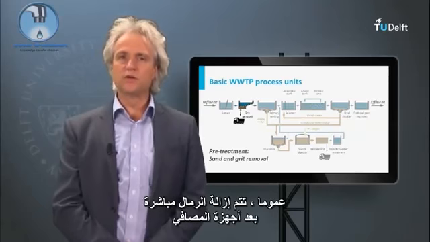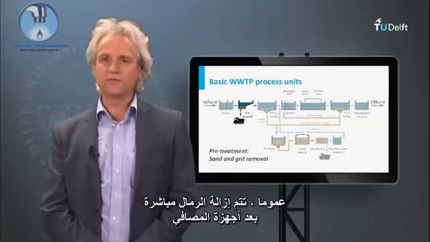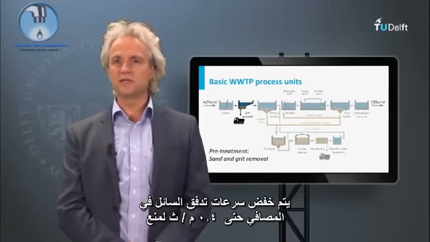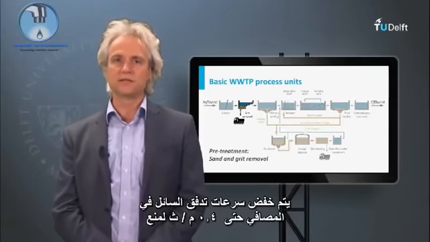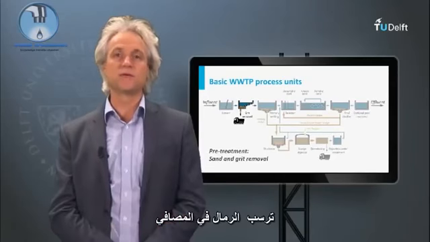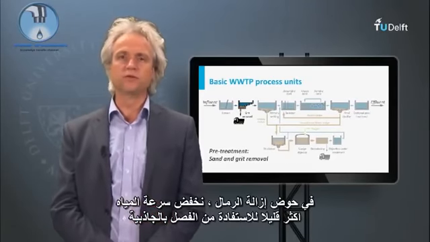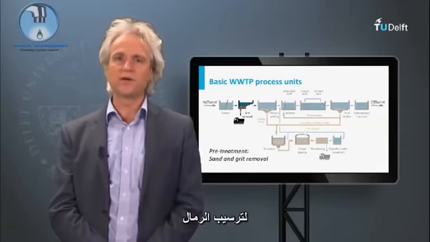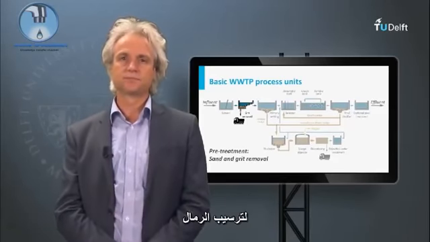Generally, sand removal is directly positioned after the screening devices. Lowering of the liquid velocities in screens is restricted to 0.4 meters per second to prevent sand from settling in the screens. In the grit removal device, we lower the liquid velocity a bit further to make use of gravity separation to settle the sand.